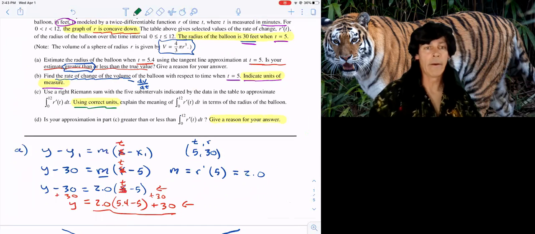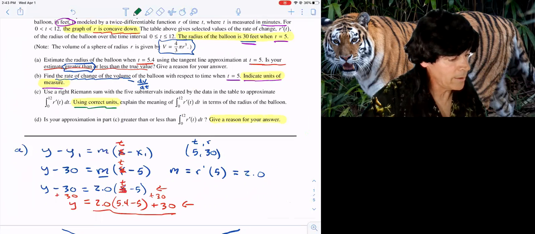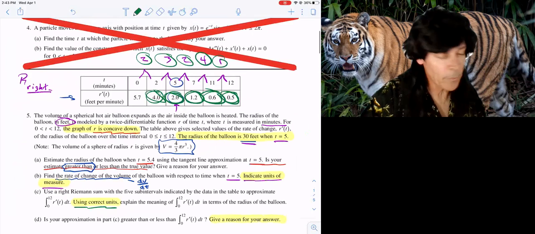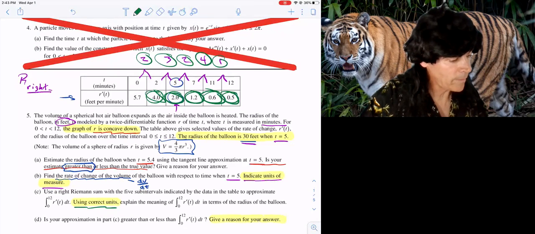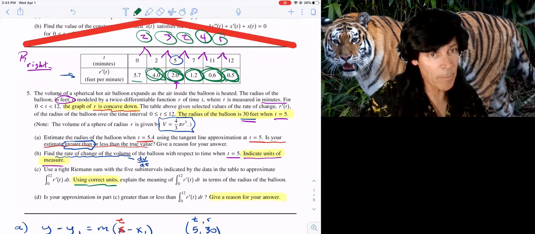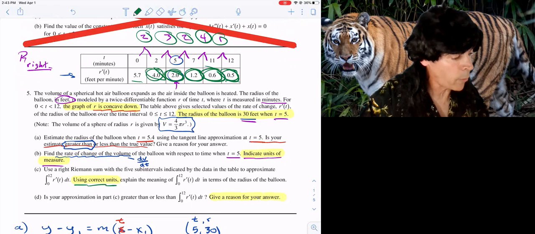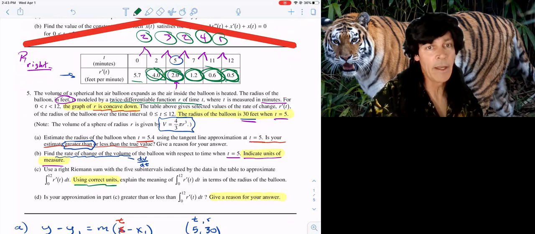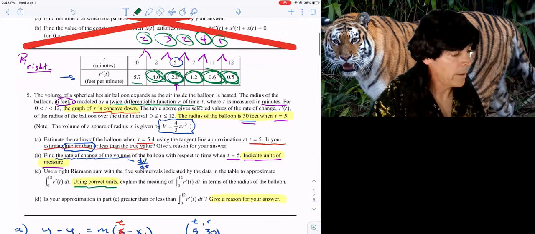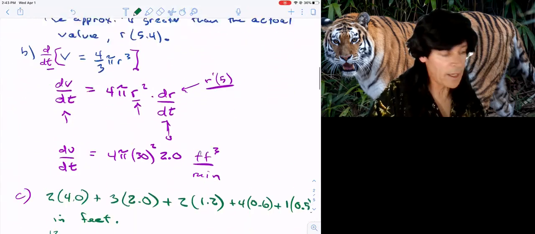Well, I'm looking at this. I'm seeing r prime kind of doing this. What's r prime doing over time? It starts at 5.7 and goes down to 0.5. They also tell me that the radius is modeled by a twice differentiable function r of time t. So I know it's continuous, and I know r prime of t is decreasing.